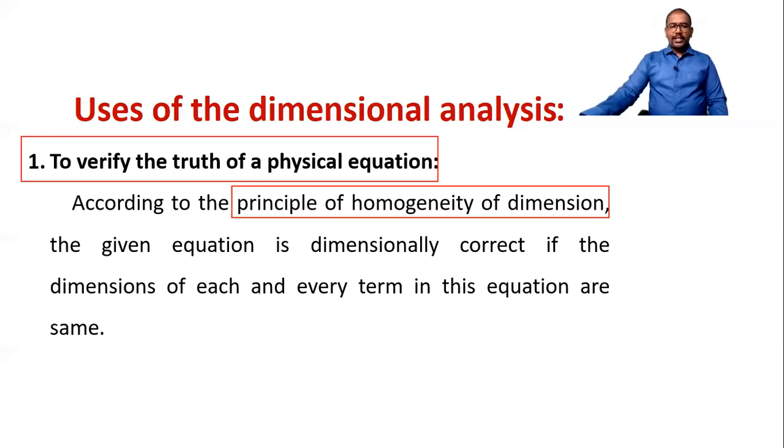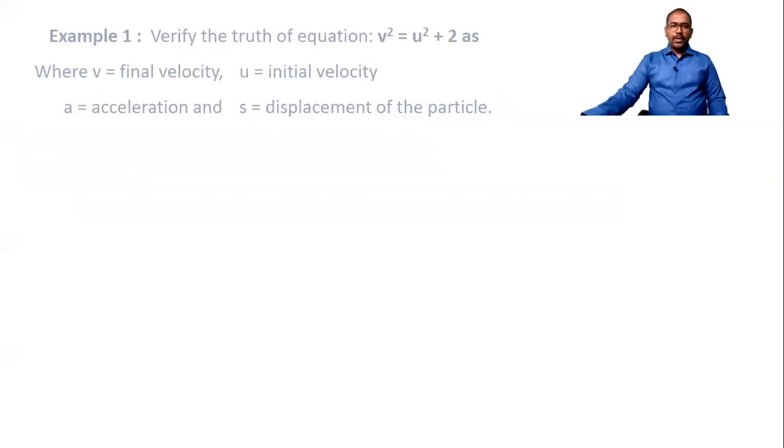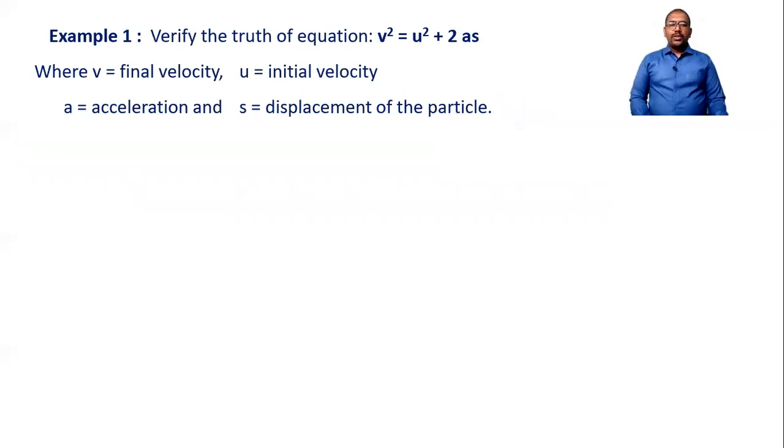Now let's see example number 1. This is a well-known kinematical equation. It is given v square is equal to u square plus 2as. Everyone knows that this equation is dimensionally correct. Now let me verify it by dimension. In this equation, v is the final velocity, u is the initial velocity, a is the acceleration, and s is the displacement of the particle.